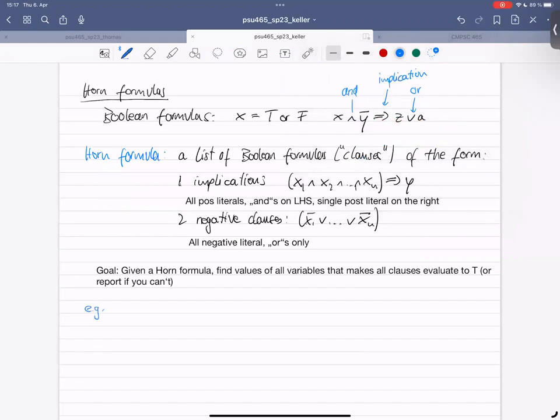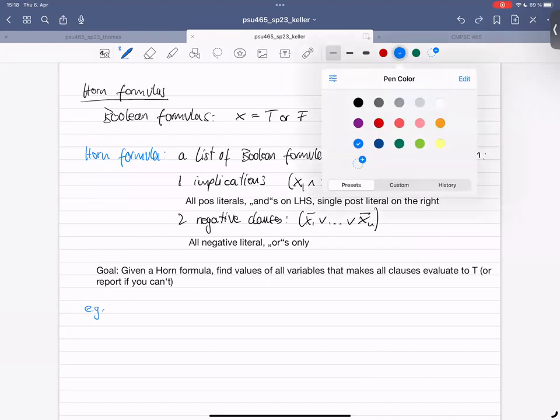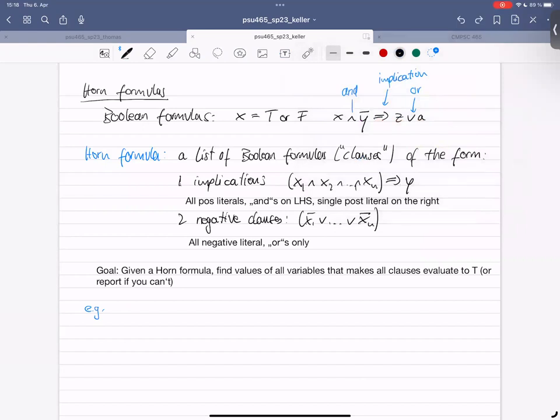Say you're given the following two clauses. The first one is an implication: X and Y imply Z. And you have a negative clause which says not X or not W.